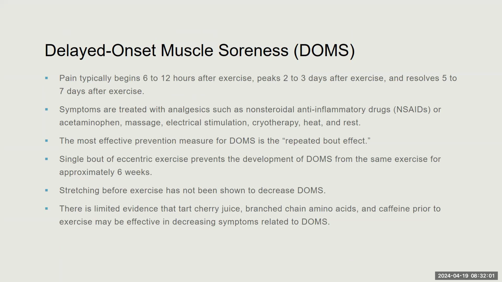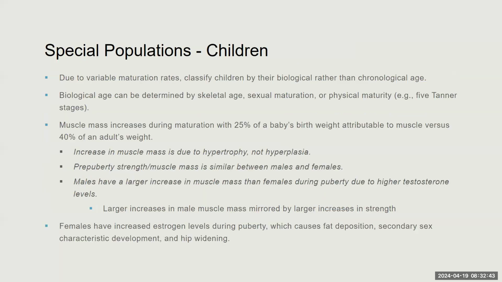The most effective prevention for DOMS is what's called the repeated bout effect. So if you do a single bout of eccentric exercise, it'll prevent the development of DOMS from the same exercise for about 6 weeks. We found that stretching really does not decrease DOMS at all. And there's limited evidence that tart cherry juice, BCAAs, and caffeine prior to exercise can decrease the symptoms related to DOMS, but that's from lower numbers. And for the tart cherry juice, you need like 357 milliliters of it 3 times a day for like 4 weeks before it starts to work. It was a weird study.